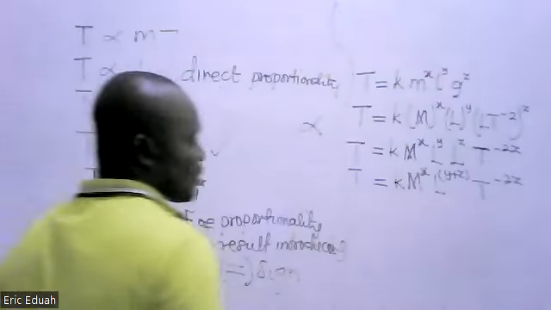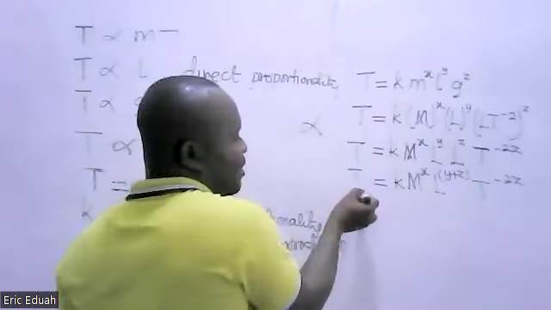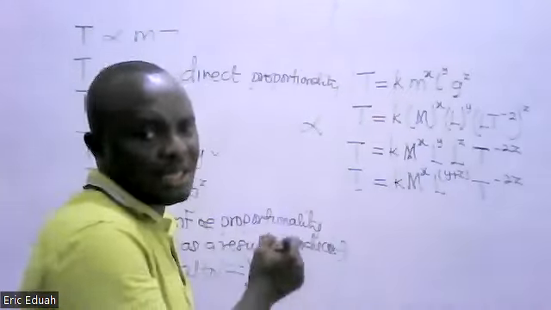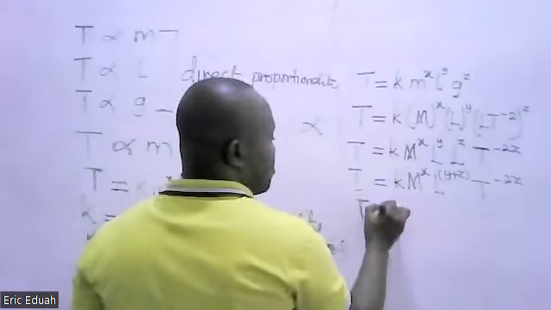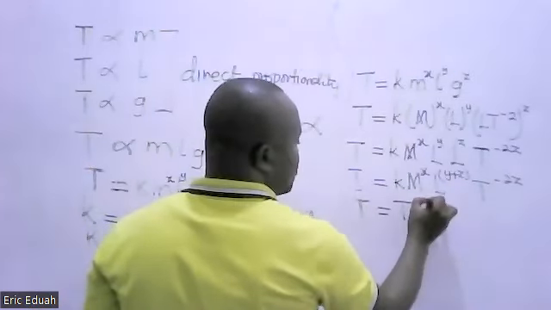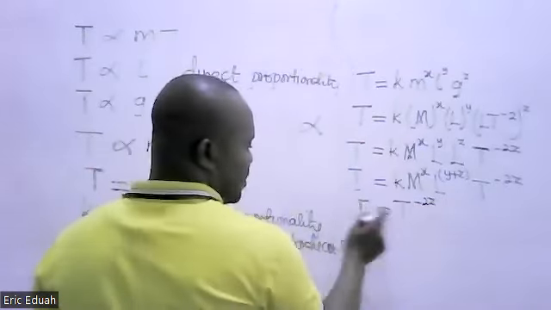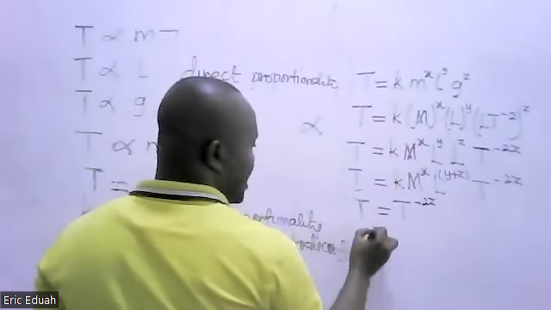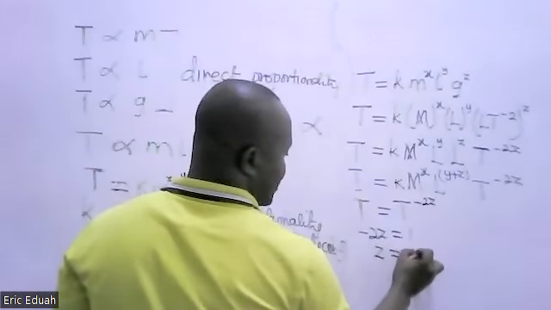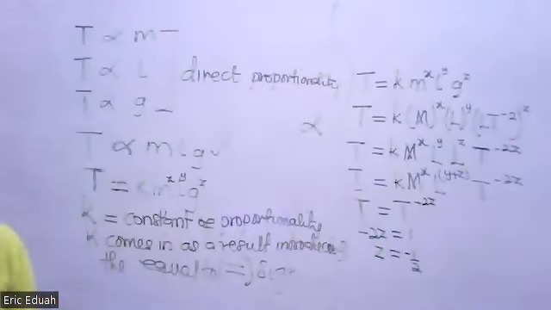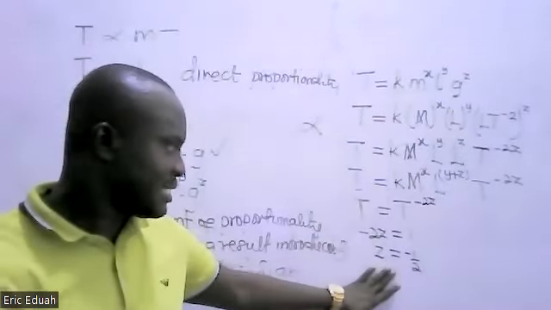Now, when you compare, you equate the counterpart of T at the left hand side to the counterpart of T at the right hand side. So we have T being equal to T to the power negative 2Z. We can deduce from this comparison that minus 2Z is equal to 1. Therefore, Z is equal to negative 1 over 2. Are we okay with Z?